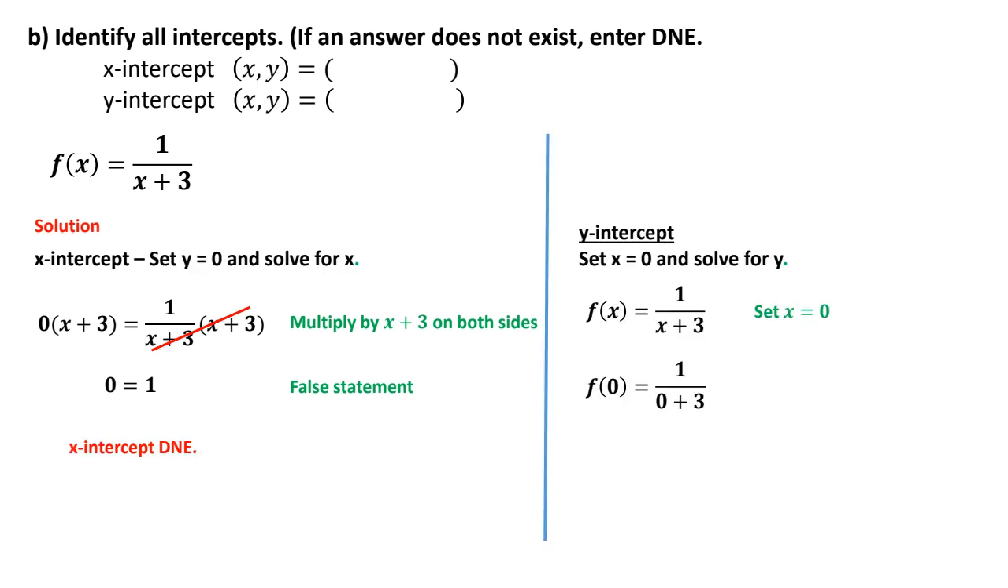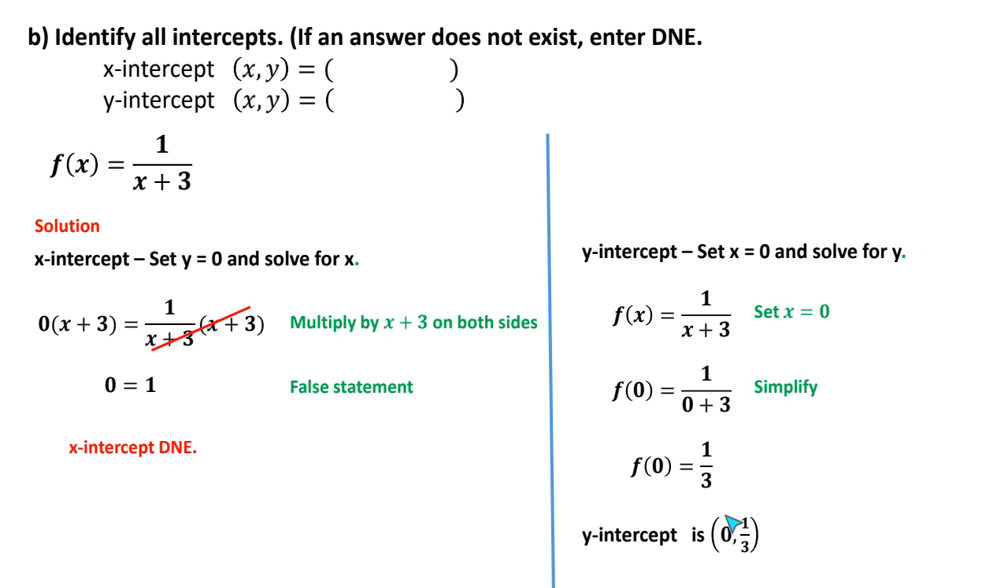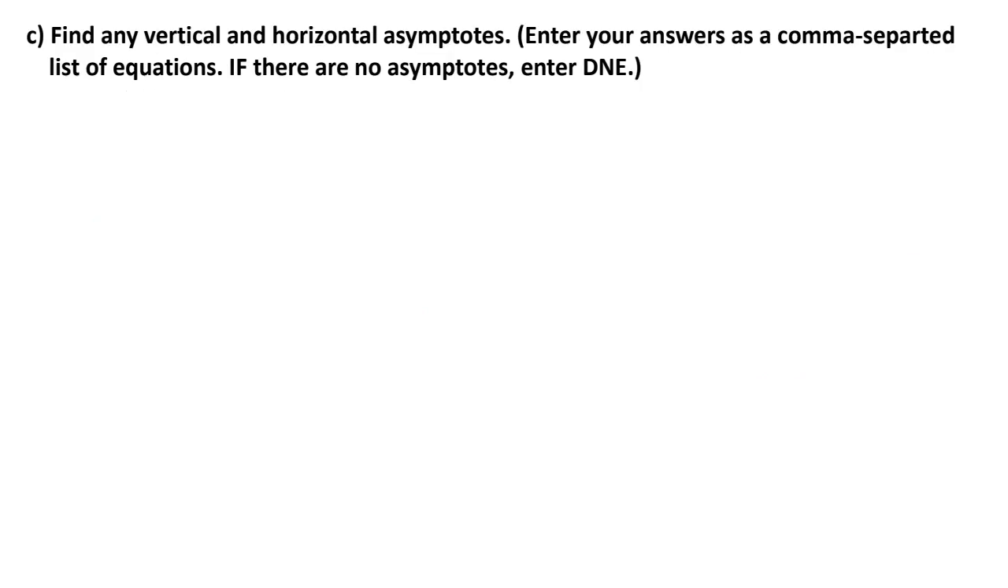For the y-intercept, we let x equal 0 and solve for y. So we replace x with 0, and if we simplify, we end up with 1/3. So my y-intercept is (0, 1/3). That's step B. For step C, we want to find any vertical and horizontal asymptotes.